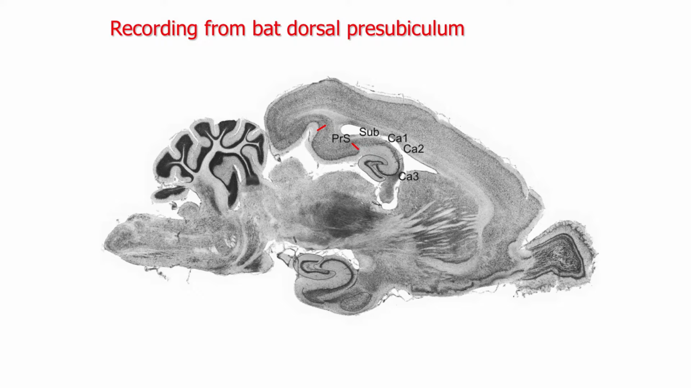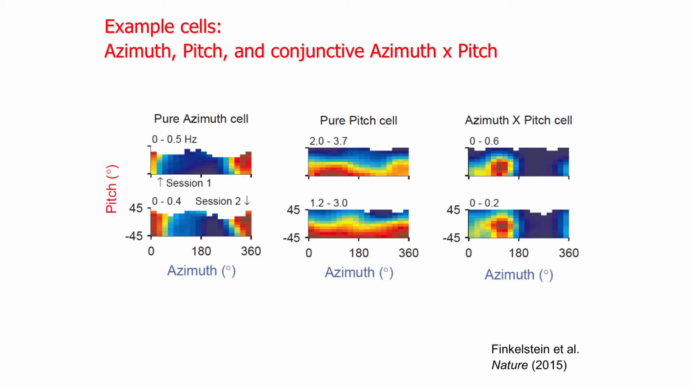And what Arseny found was the following. The 3 columns here are 3 different cells. The rows are 2 different sessions separated by an hour. And what you see is that for the neuron on the left, the color is the firing rate, and this is pitch by azimuth.